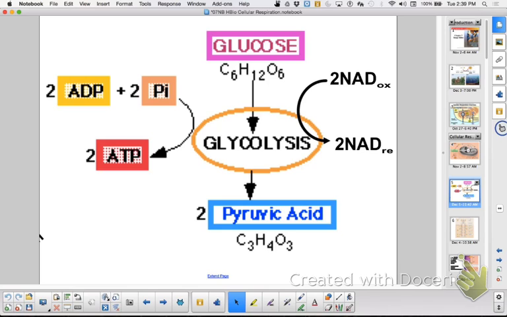Now, do we only make 2 ATPs? What do we really make? 4. But because we had to spend how many? 2 to get the party started, we just say we made 2. Now, these 2 pyruvic acids still have energy in them, and if possible, we will go on and do transition prep, which will bring us into the mitochondria.